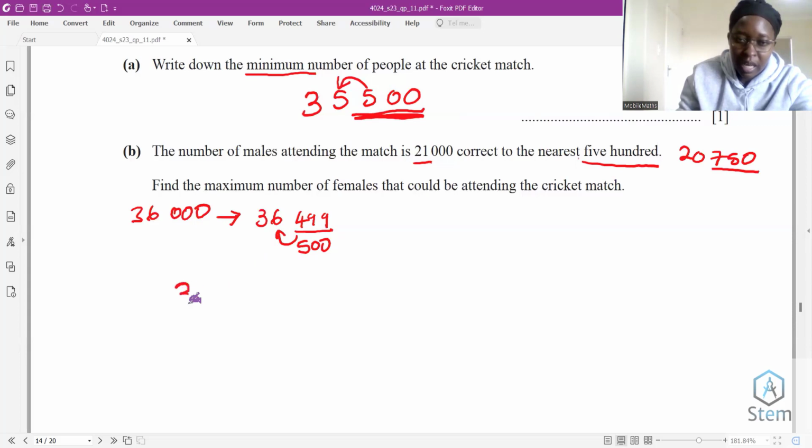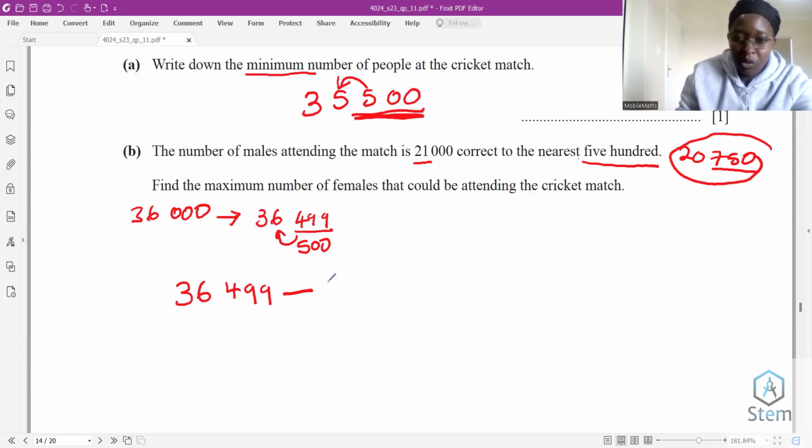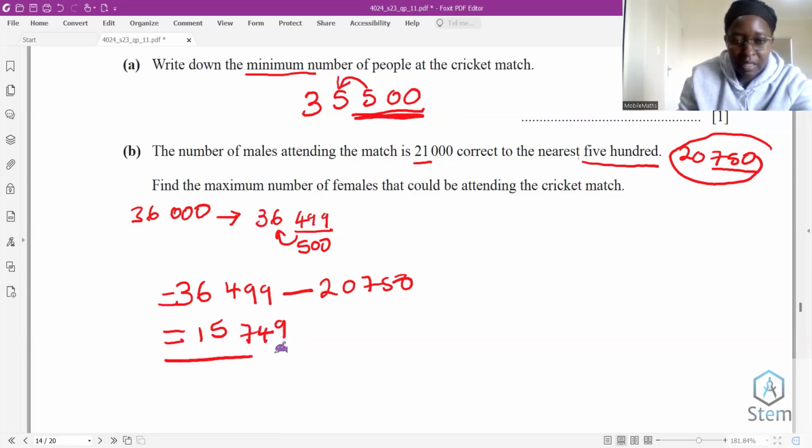So this is the number of all the people, which is 36,499, minus the maximum number that we can have for our males, which is this number here. So we subtract the 20,750. If we subtract, we are going to get 15,749. This is our answer there.